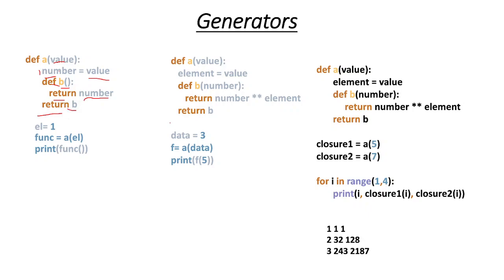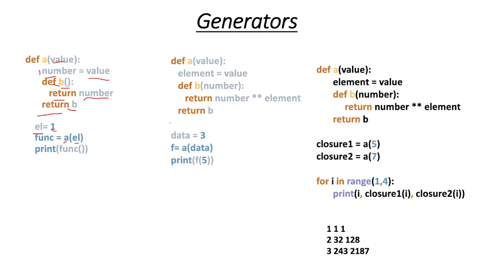Then outside our function, we will create a variable called el, short for element, and we will assign to our el variable an integer of 1. Then we will invoke our a function first. So we have a, and inside the parentheses, we will place the el variable as an argument.